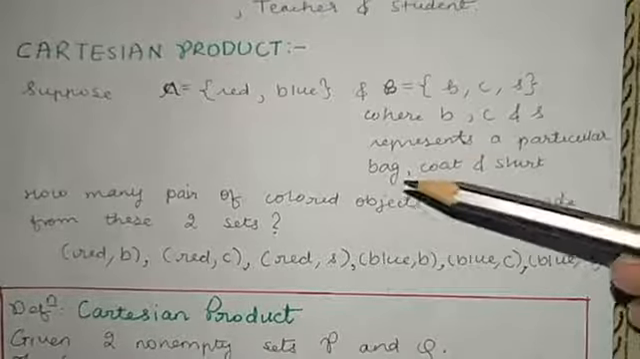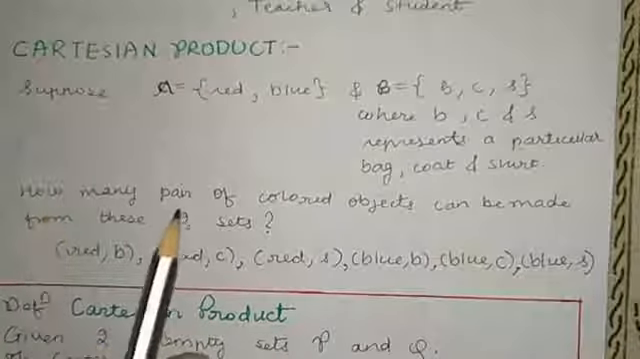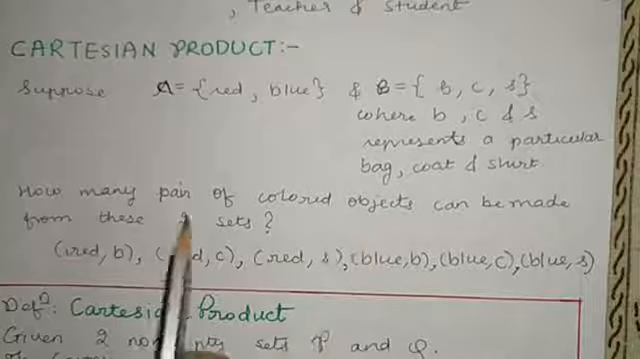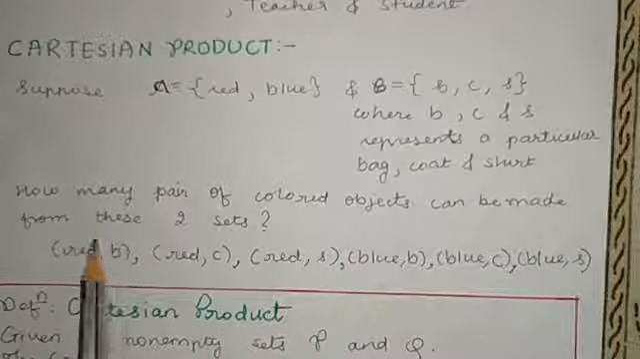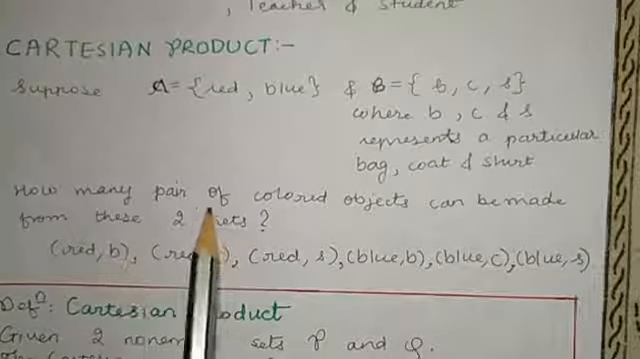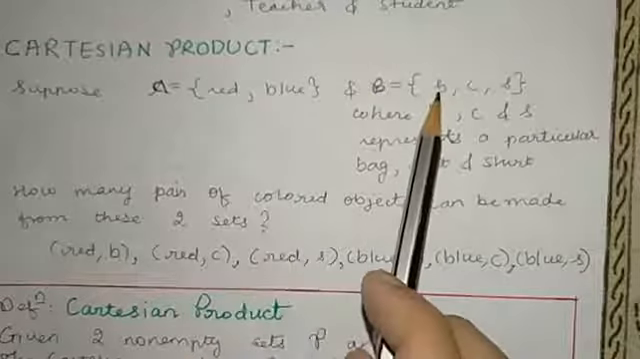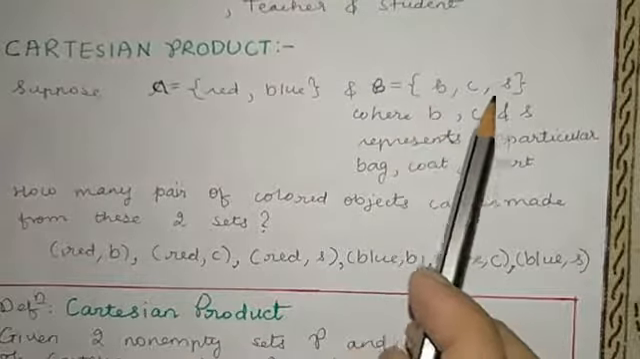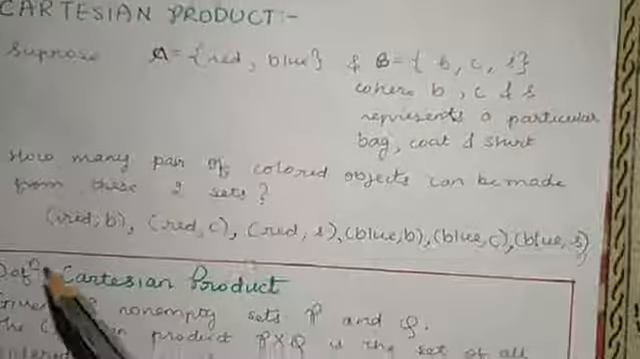Now we have to answer one question here: how many pairs of colored objects can be made from these two sets? That is, in how many ways can you color the three objects by using these two colors?